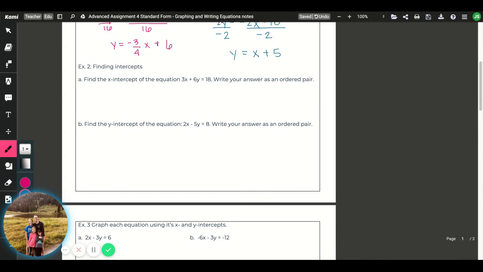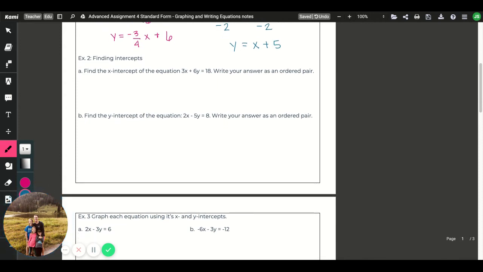Example 2, we're finding intercepts, and we did this in the class starter the other day. So remember that whichever intercept you are solving for, you're going to put 0 in for the other one. So if I'm trying to find an x-intercept, then that means that I put 0 in for the y. So if I put 0 in for that y, I get 3x. 6 times 0 is 0. So there's a plus 0, which I don't need to write. It's unnecessary. Equals 18. And now we can solve for x. So now if we divide by 3 on both sides, x equals 6.